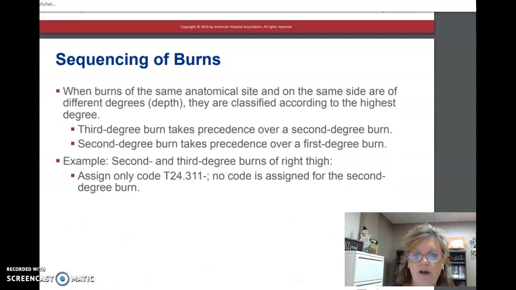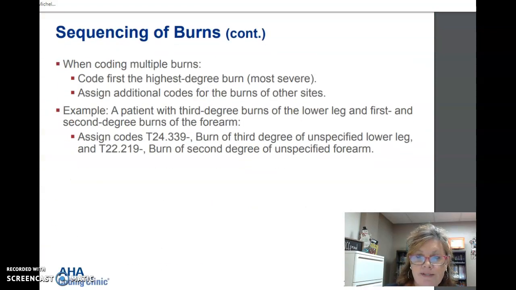Okay, when burns of the same anatomical site and on the same side are of different degrees, they're classified according to the highest. Okay, so again, third degree takes precedence over first, second over first. So if I have a burn, a second degree, and a third degree burn on my right thigh, I only code for the third degree. Okay, no code is assigned for the second degree. When sequencing your burns, make sure you just code the first highest degree burn, the most severe, and then any additional after that.